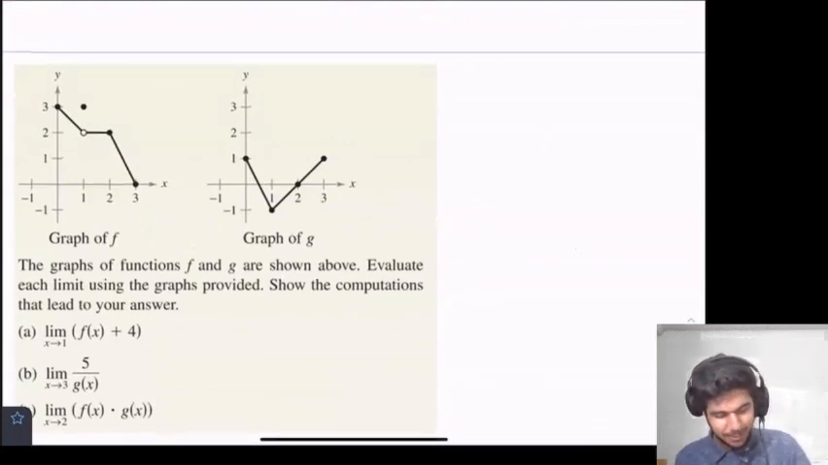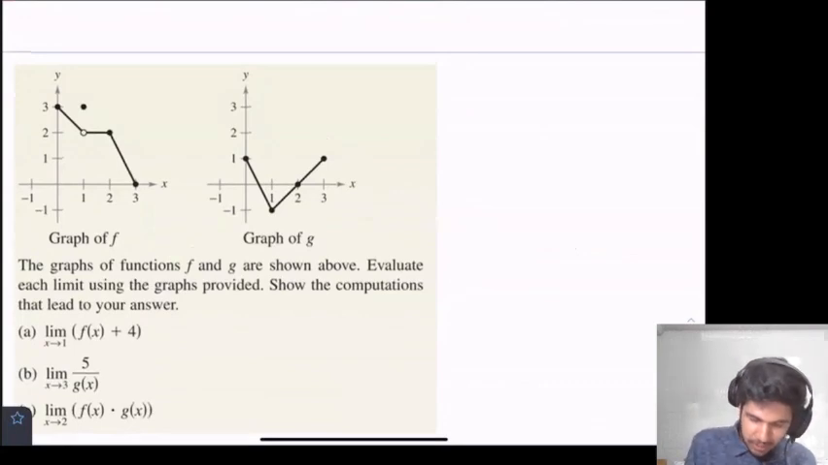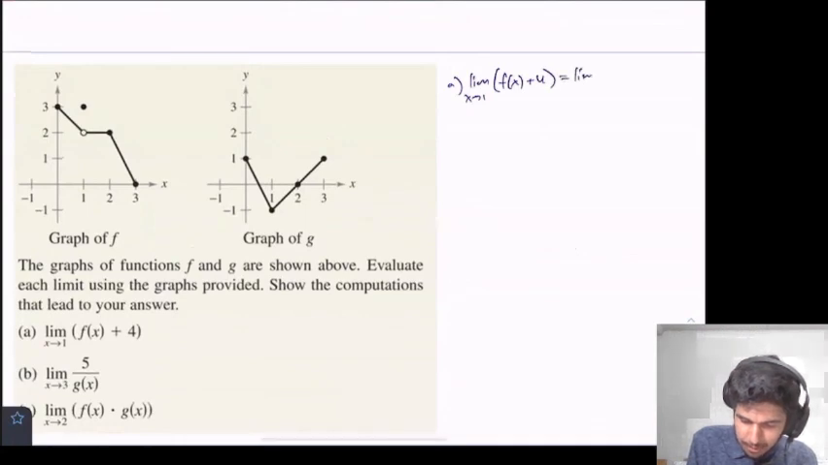but these are pretty simple. So we have 2 graphs of f and g, which are functions, and we just want to evaluate each limit. So A, we'll just use some limit properties that we've learned today. F of x plus 4. This is equal to, using the properties, limit of f of x plus the limit of 4. This is 4, because that's a property.